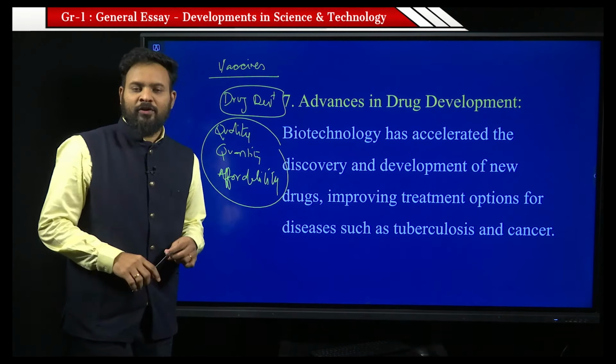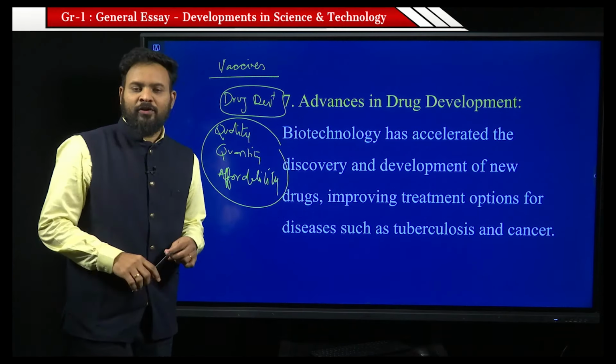Artificial organs and tissue engineering: already we have seen how through stem cell research we can develop artificial organs, and tissue engineering can be done because of developments in biotechnology. These are how biotechnology has helped us in regard to healthcare. So let's summarize. Vaccine is one area, diagnostics is the other area, stem cell research is another area, drug development is one more area, in terms of quantity, quality, and affordability.